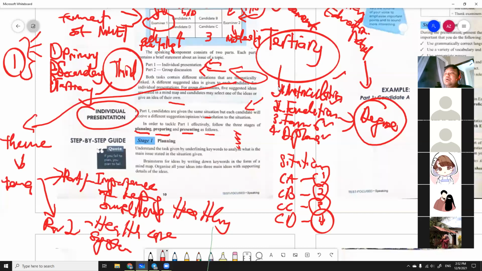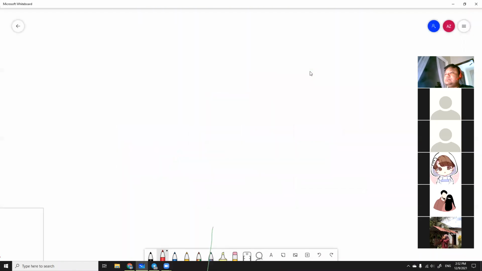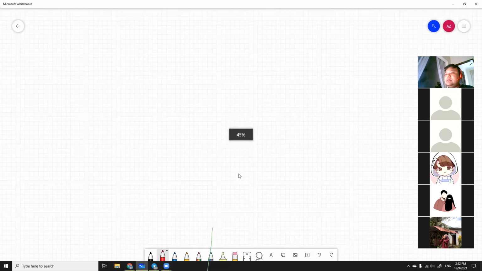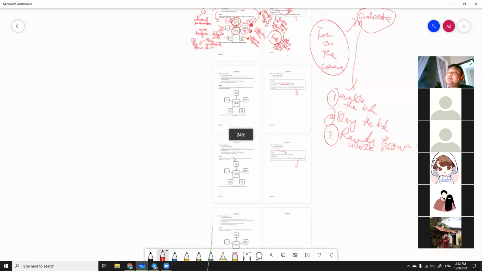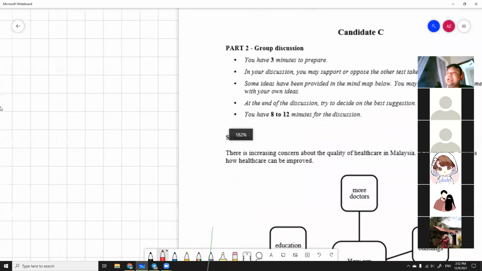When it comes to planning, you need to understand the task given by underlining keywords to analyze what the main issue stated in the situation is. Okay, let's go back to this one just now. Hang on. Where's that one? Okay, this one. As you can see from here, it's still small. So let's look at candidate.